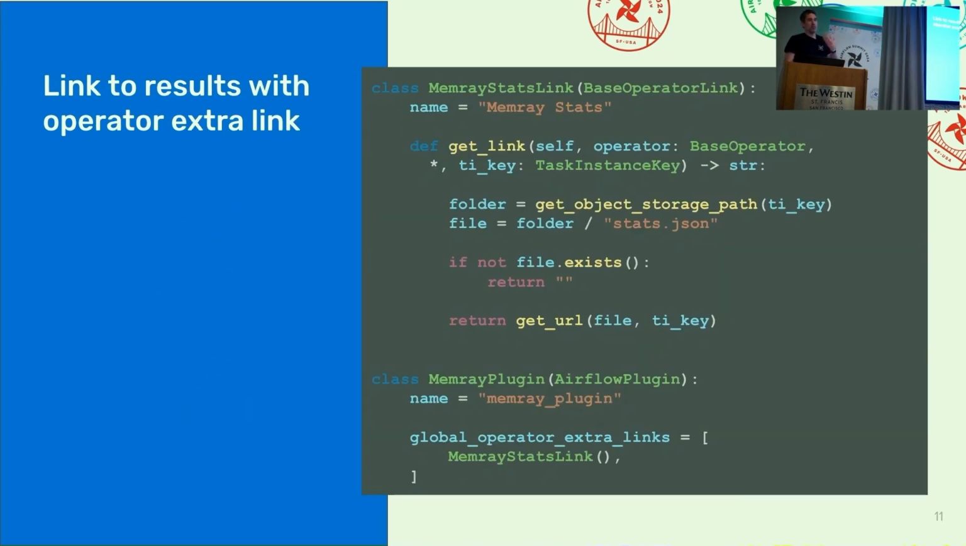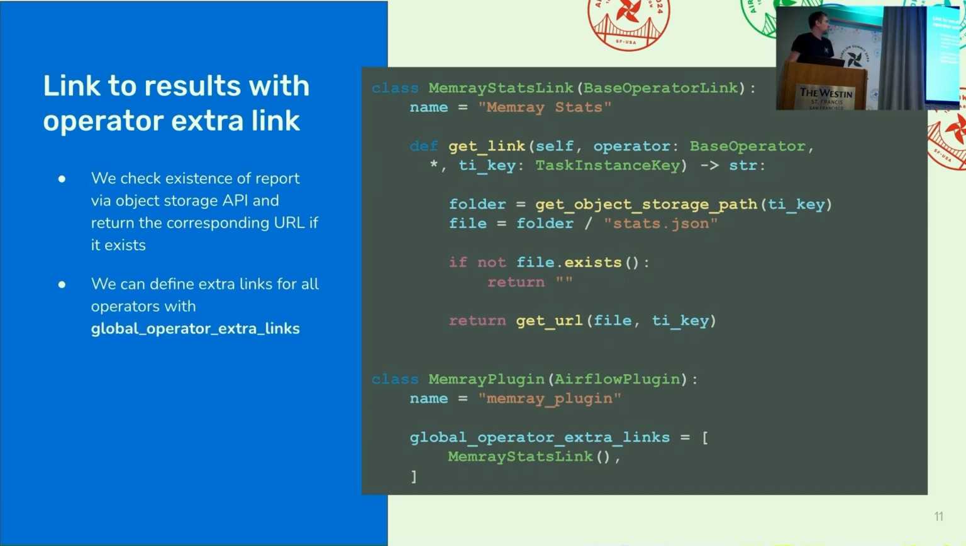Once we have our reports, we also want to have a link in the UI, and this is where we take advantage of operator extra links. This is a fairly old feature. If our report is there, we basically just return a corresponding URL. And then, instead of defining those operator extra links just for one operator, we can define them for all operators. So we don't have to do much more work. It's going to be there. This is available since Airflow 1. And if you're still running on Airflow 1, you'll have other problems, I would say.